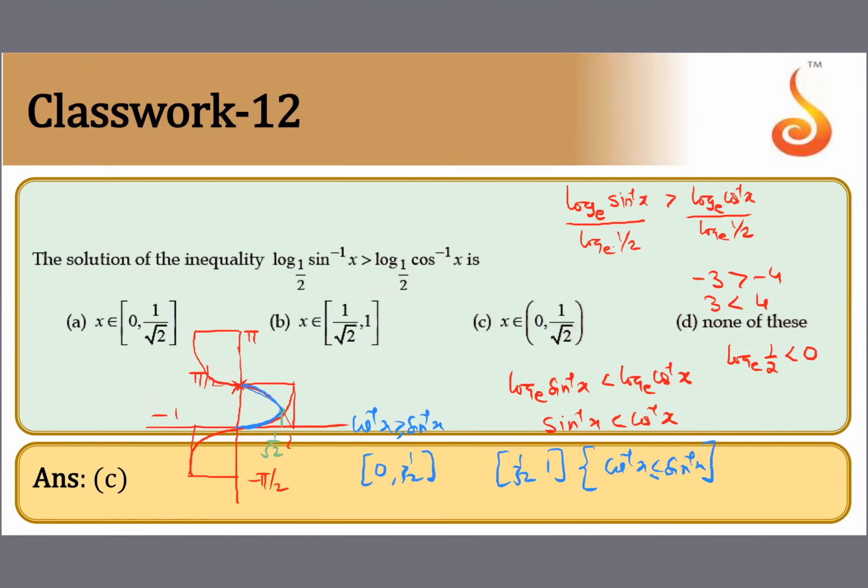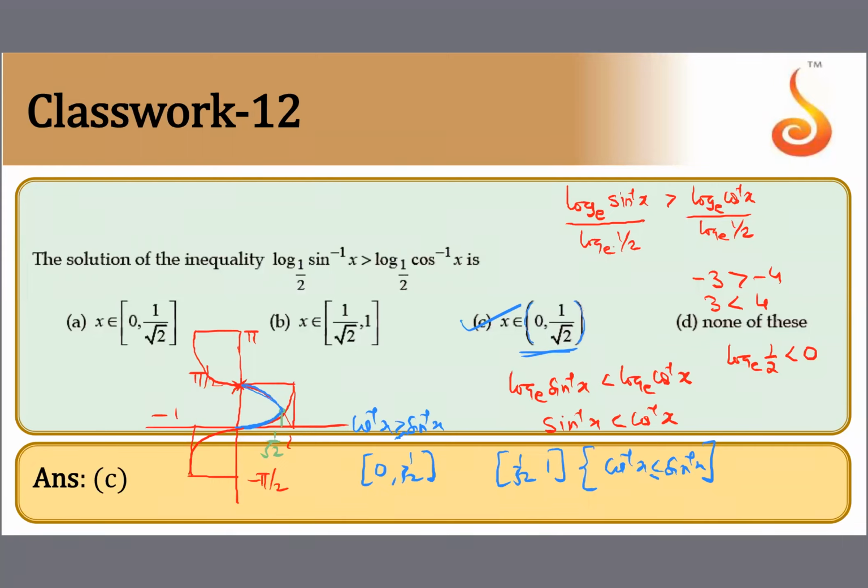Okay, any doubt? So option C is correct. They took the open interval because we have taken the less than sign. When you take the less than sign and remove the equality, you have an open interval.